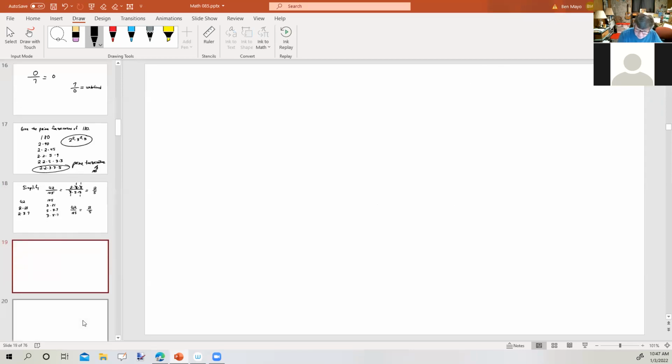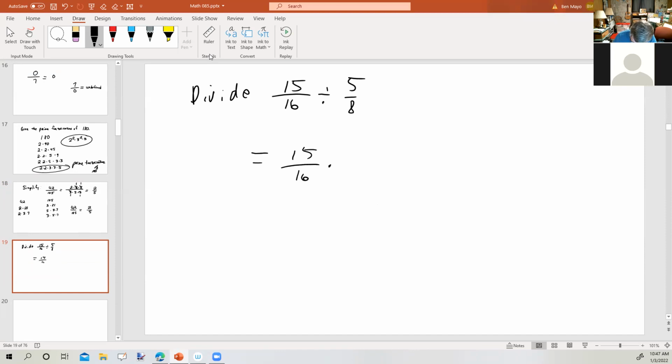Alrighty. Next we have, it says divide 15/16 by 5/8. In order to divide two fractions, we end up multiplying by the reciprocal of the fraction that's doing the dividing, the divisor. So dividing by a fraction is like multiplying by its reciprocal. Then we multiply straight across, which would be 120 divided by 80, and we can reduce that down further.